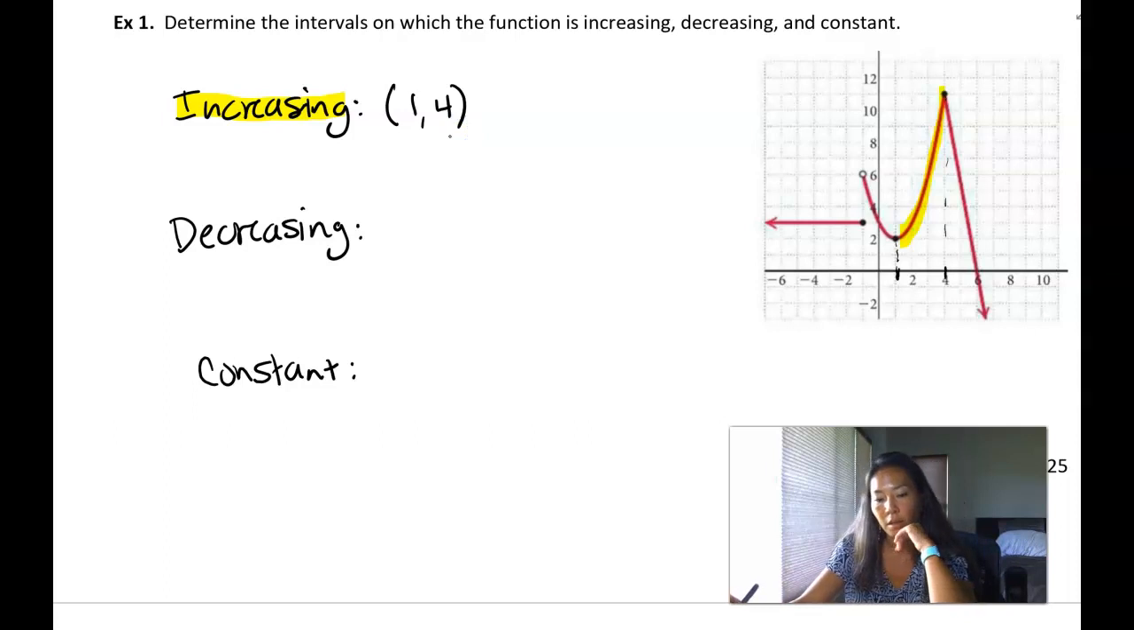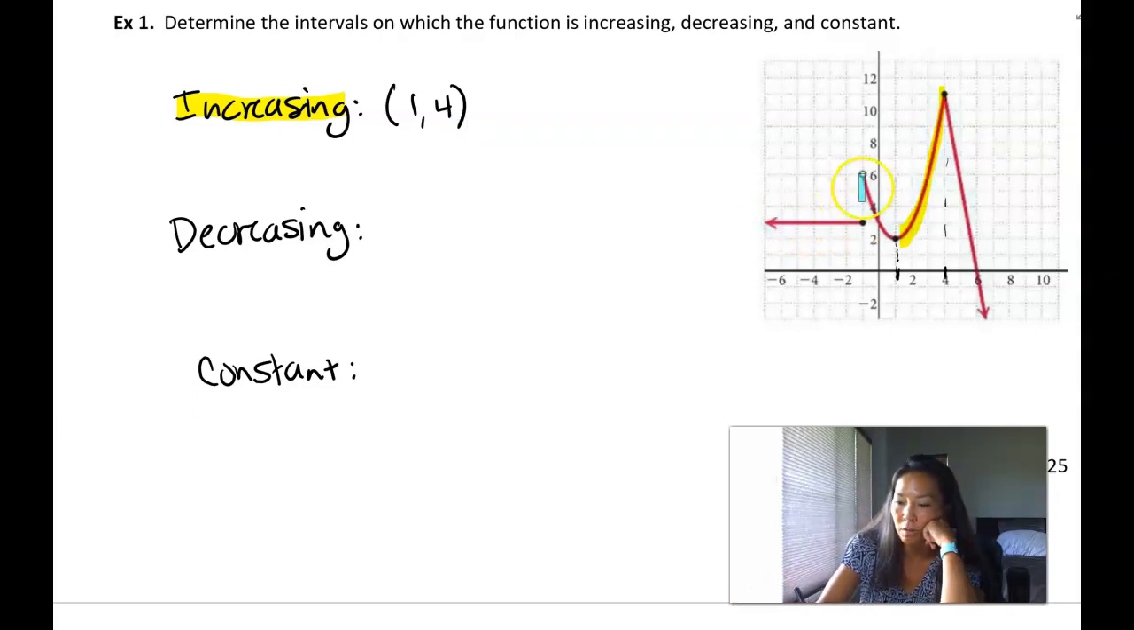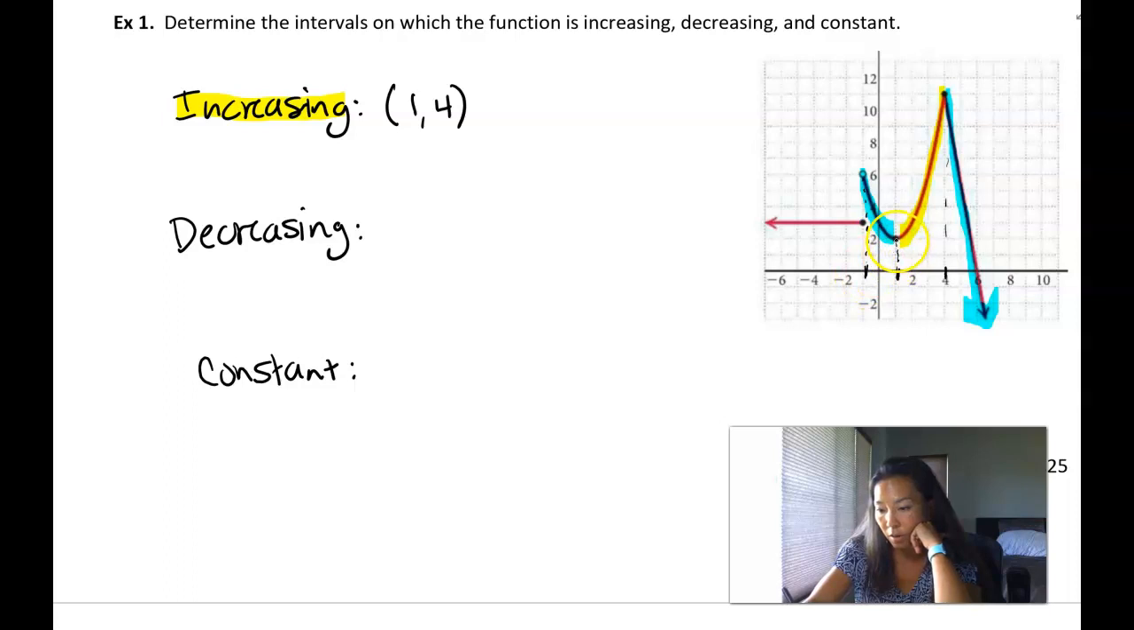Okay? Now where is it decreasing? Now decreasing, I'm going to do in blue. It's going down to the right. So it's decreasing here. And it looks like it's decreasing, and there's an arrow, so that's going to continue on. So what interval is it decreasing from? Remember, you're going to list the x value that it starts at. So it's -1 to 1, and then from 4 to infinity.